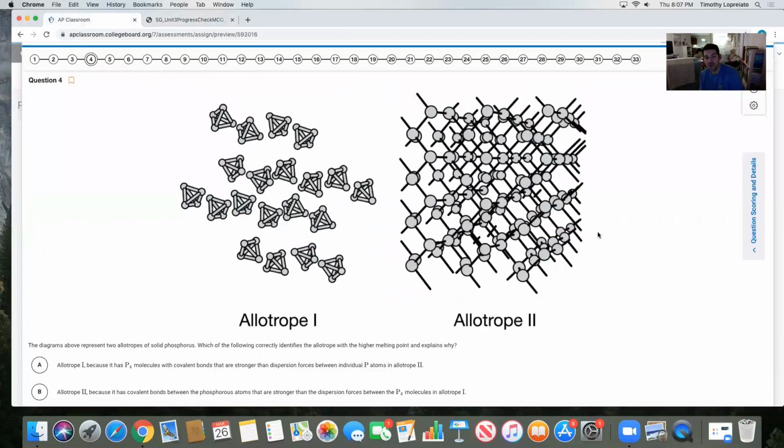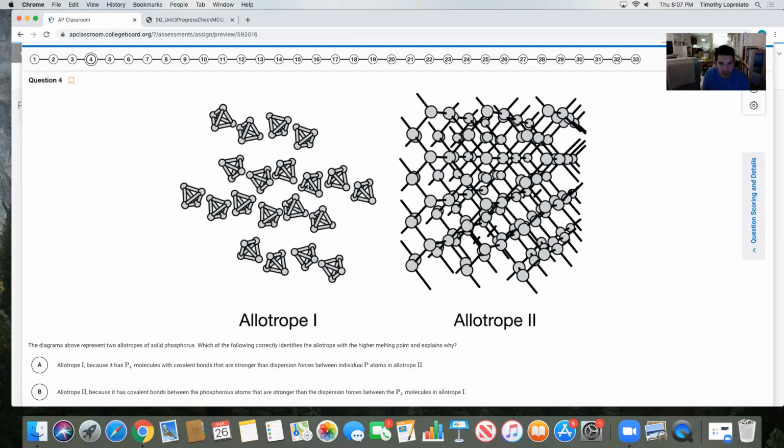Question 4, allotrope 1, allotrope 2. All right, so allotropes, those are the same elements, but different forms of them. The diagrams above represent 2 allotropes of solid phosphorus. Phosphorus, a non-metal. So that means that these are molecular. Which of the following correctly identifies the allotrope with the higher melting point and explain why?